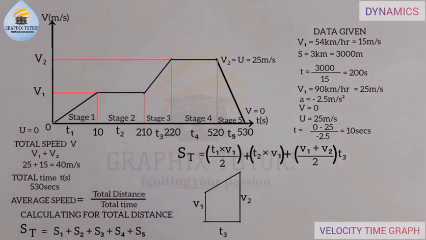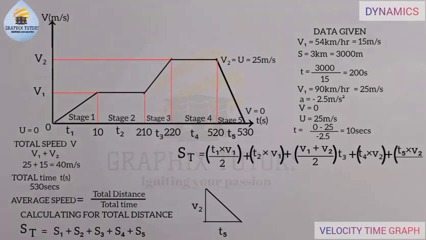And for the fourth stage, S4, it will still be a rectangle, right? Length times breadth. The length is T4, times the breadth, which is V2, the height here. And that's what we have there. Plus the area of the triangle at stage 5, which is base times height all over 2, so it will be T5 times V2 all over 2, right?